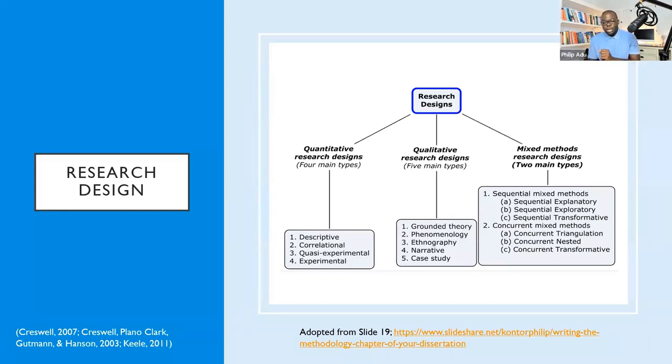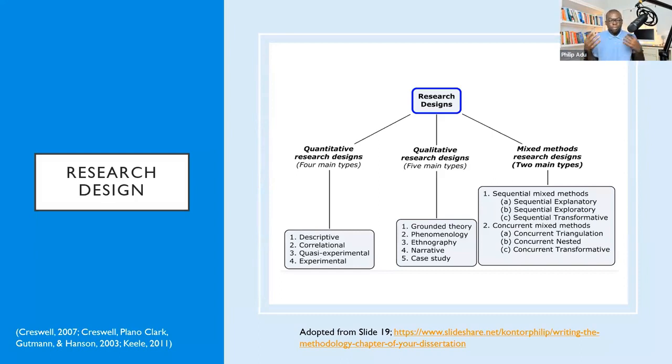You can also do a study by combining two methodologies, quantitative and qualitative. This is where the mixed method design comes in. We have two main types. We have the sequential and concurrent mixed method design. Sequential means that you are starting with one methodology, finish analyzing everything, and based on the findings, you move on to implement a second methodology. So that makes it sequential. The concurrent means that you are collecting qualitative and quantitative data at the same time.